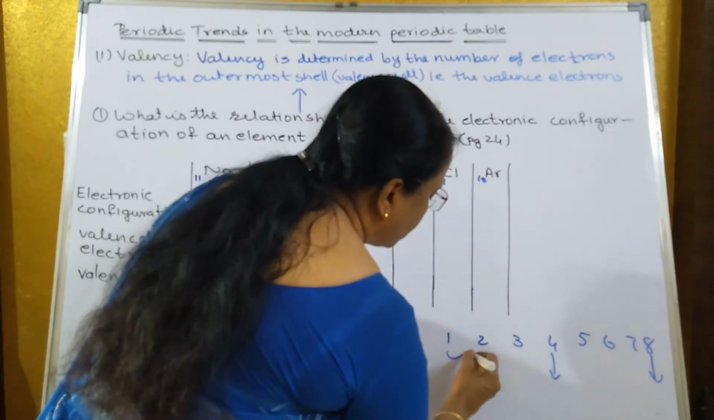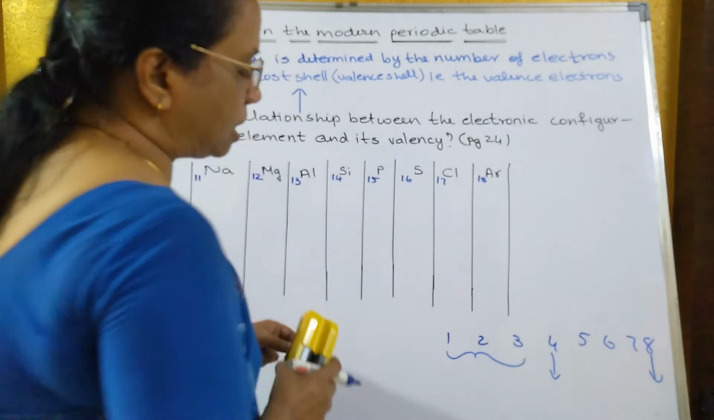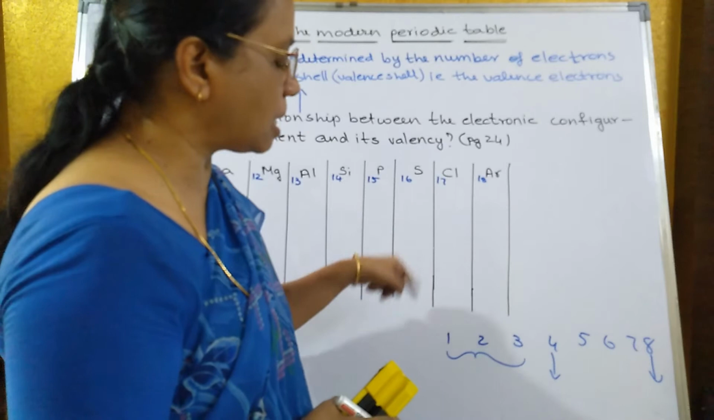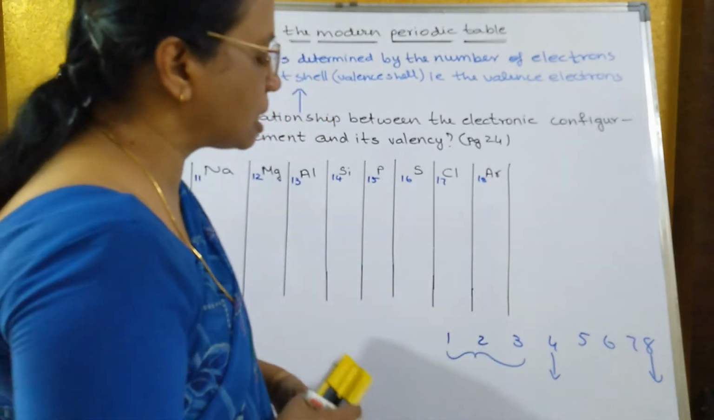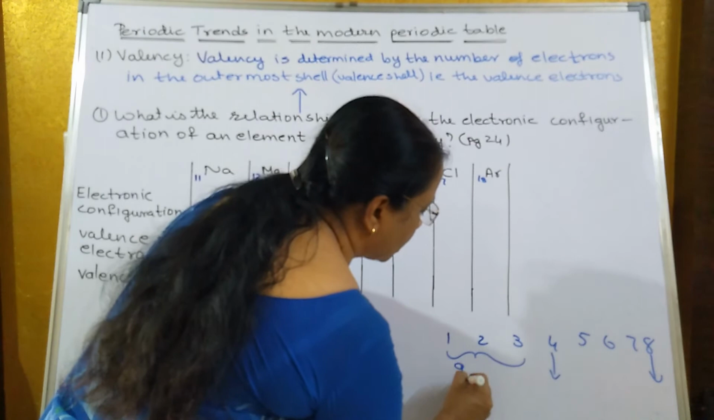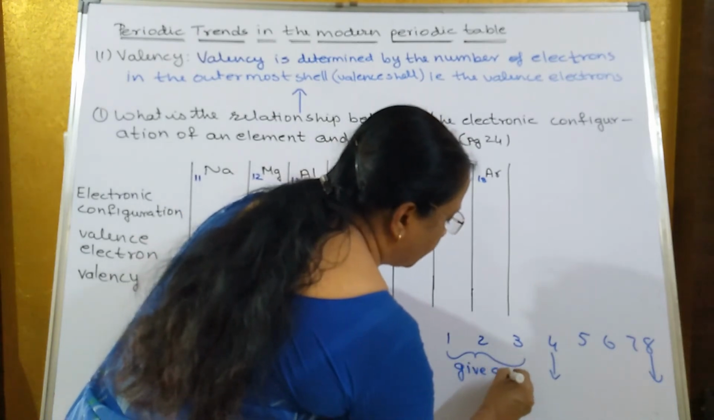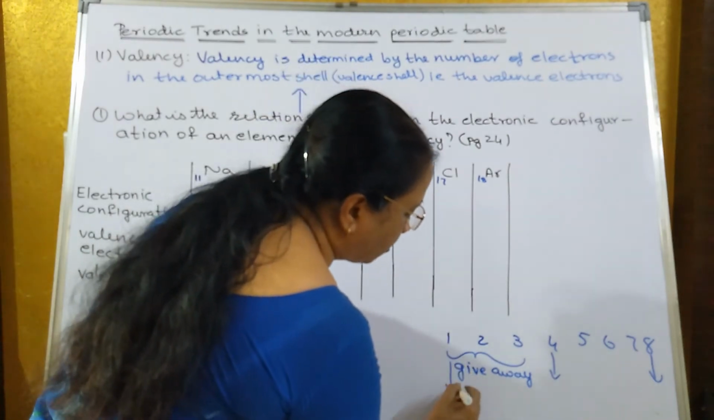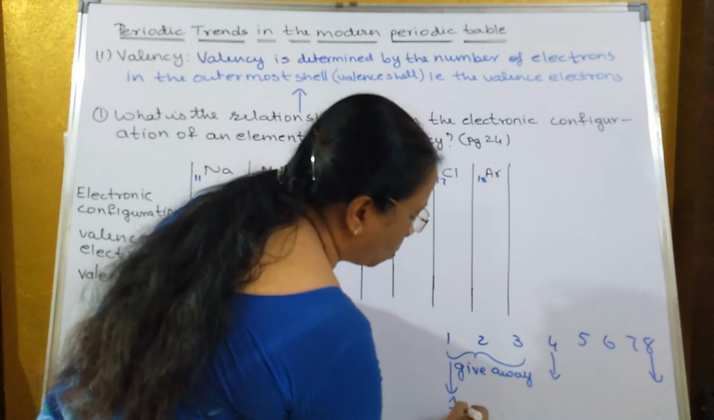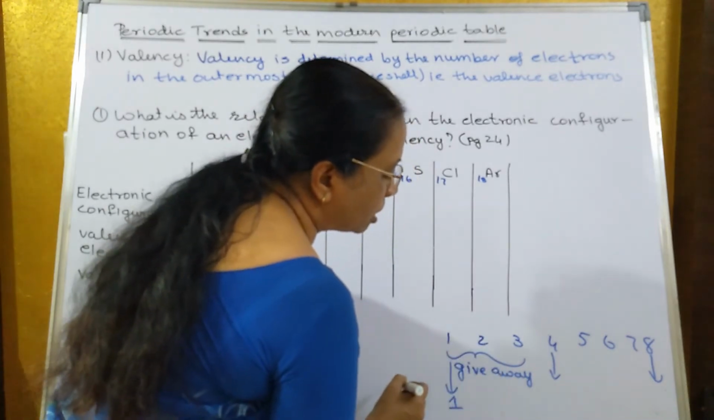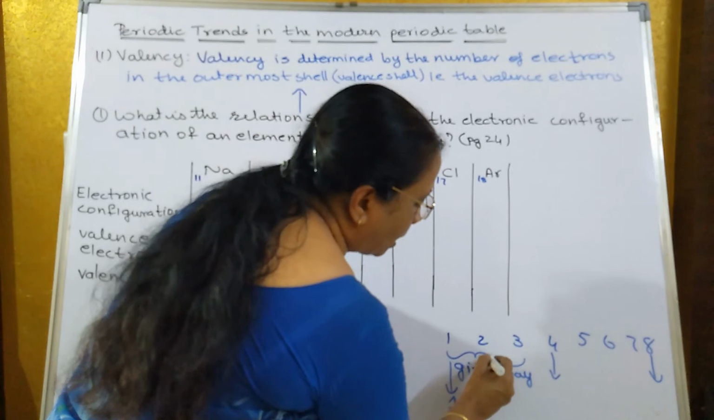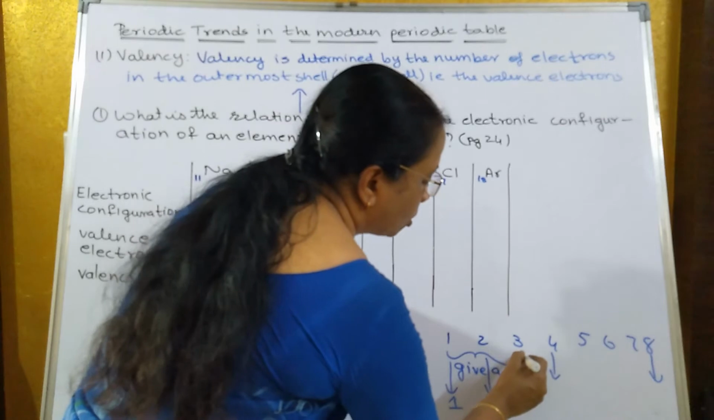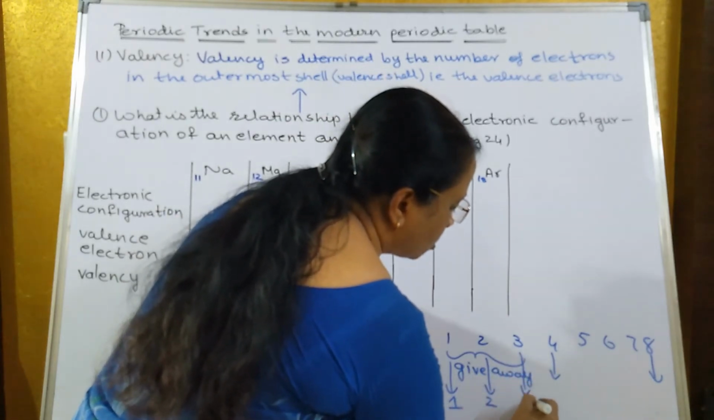Now 1, 2 and 3: if an atom has 1 electron in its last shell, or 2 electrons, or 3 electrons in its last shell, they will always give away the electrons. The atom which has 1 electron will give away 1 electron, so the valency will be 1. The atom which has 2 electrons in its last shell will give away the 2 electrons, so the valency will become 2. The atom which has 3 electrons in its outermost shell will give away those 3 electrons, so the valency will become 3.